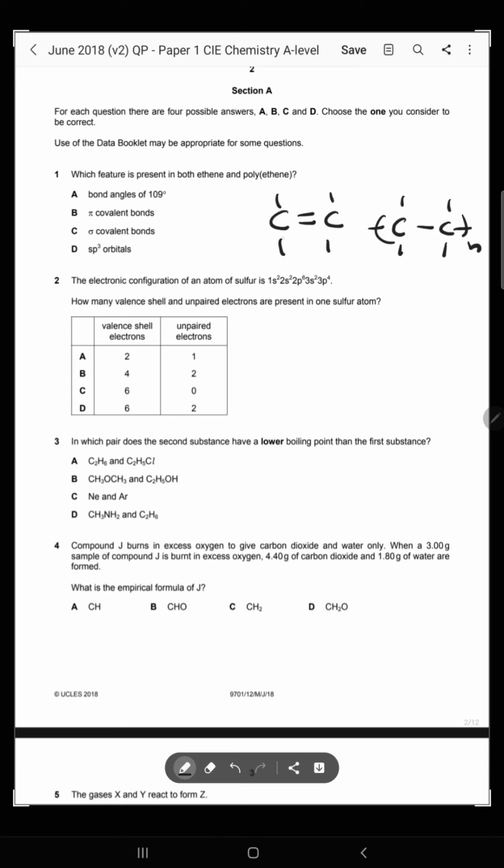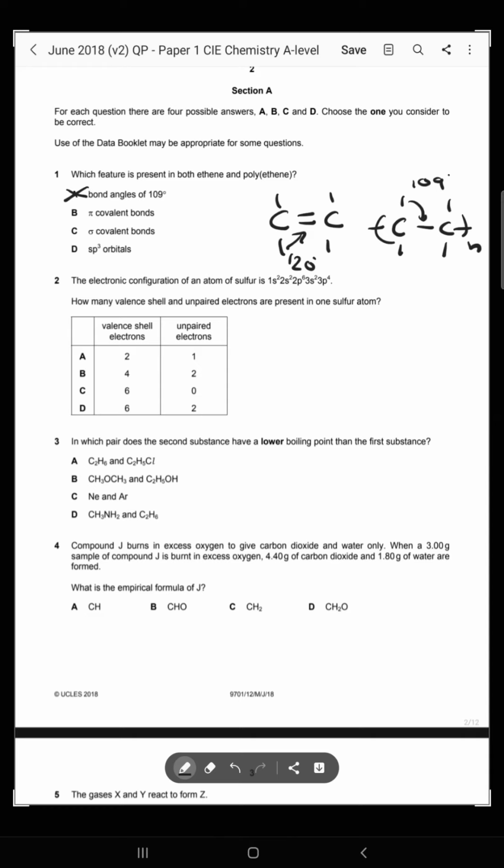Ethene only has 3 bond pairs, no lone pairs, so the angle is going to be 120 degrees. Polyethene has 4 bond pairs, so the angle is going to be 109 degrees. Both would have to have 109 degrees, so A is wrong as C2H4 has 120 degrees.